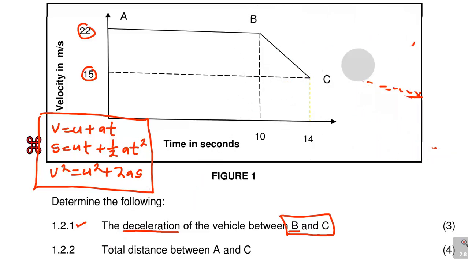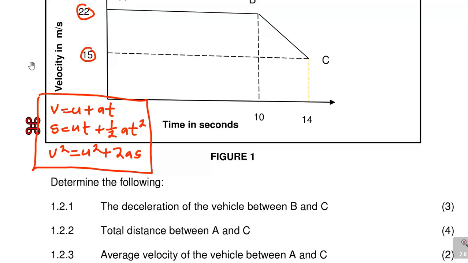For the next part of the question, as I say, this is just a quick revision, so you get 3 marks for that, guys. Just look at the mark allocation. I think it's a good 3 marks for you to master in that previous question. Now look at the next one, 1.2.2. It says the total distance between A and C. So they're looking for the distance.